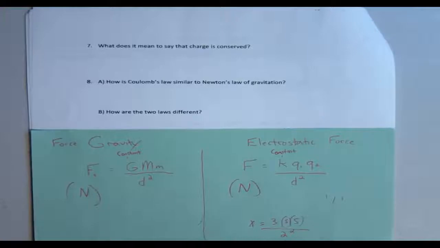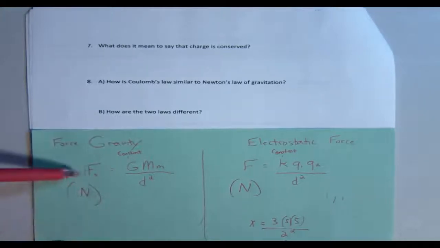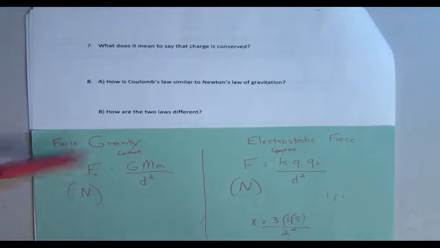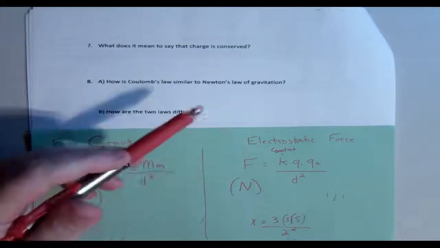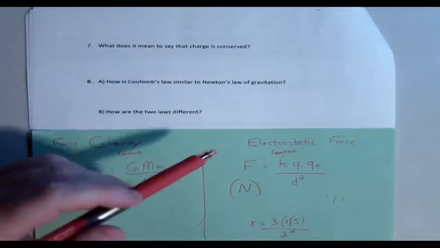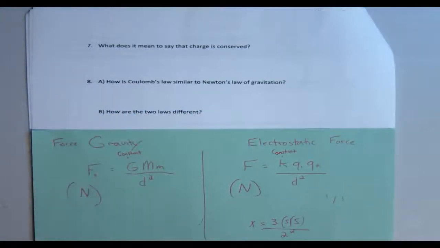All right, let's look at B. How are the two laws different? Well, remember, the force of gravity only attracts, whereas the electrostatic force, Coulomb's law, will repel also, kind of dependent on if it's positive or negative, right?